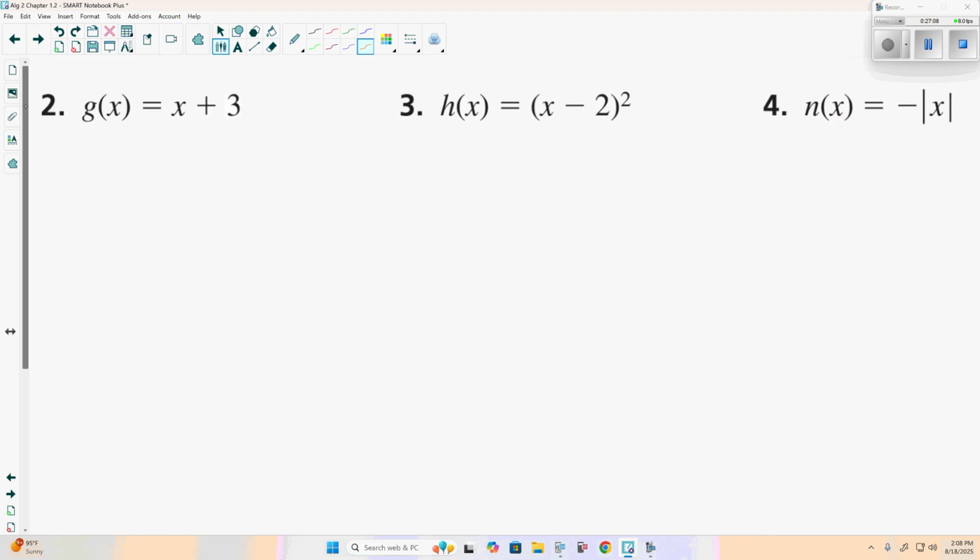So if we look at the first one, g of x equals x plus 3. What parent function would this belong to? Linear, quadratic, absolute value. Linear, because it's just the equation of a line.